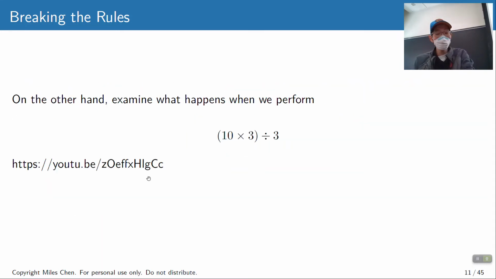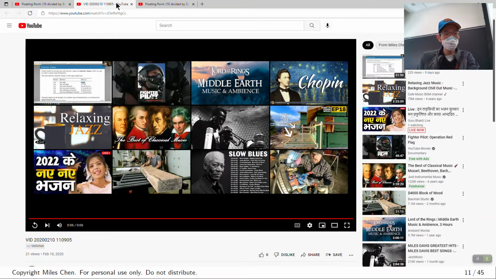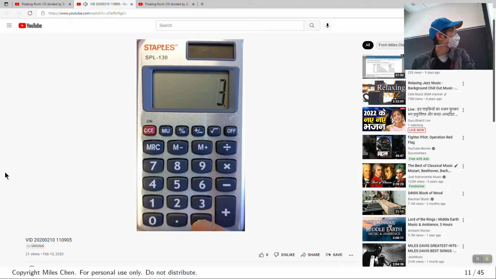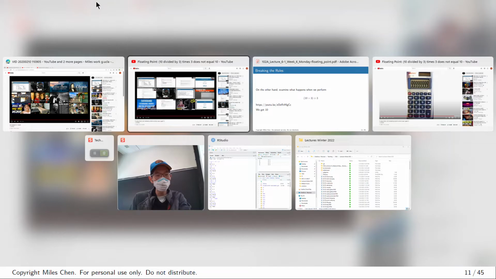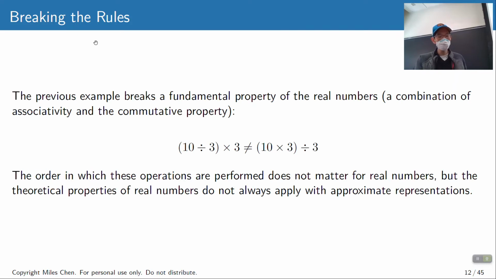And on the other hand, if I do 10 times 3, and then I divide the result by 3, what am I going to get? Now if I do 10 times 3, I'm going to get 30. And I divide by 3. This seems silly. I get 10. Okay? So that does exactly what we expect it to do. So 10 times 3 divided by 3 gives me 10.